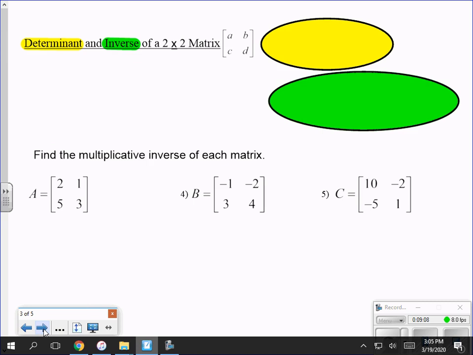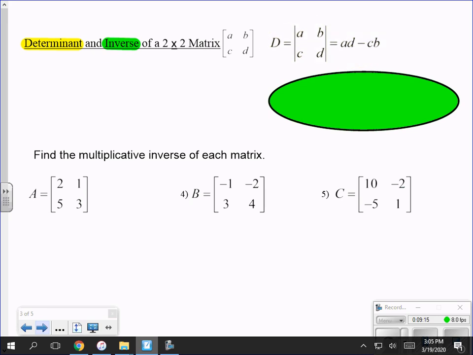So determinant and inverse of a 2x2 matrix. Okay, the determinant of a 2x2 matrix. You multiply the two diagonals and subtract them from each other. A times D minus C times B. That is the determinant of a matrix. You can only do determinants of square matrices.